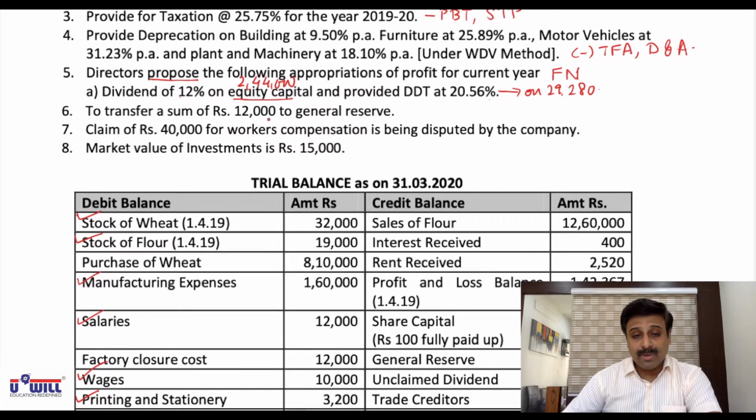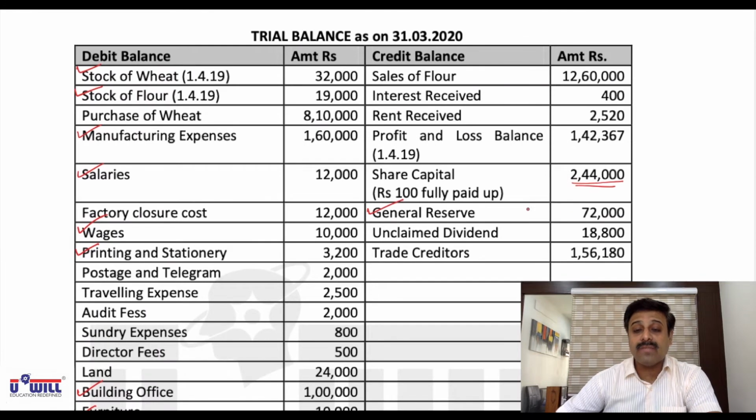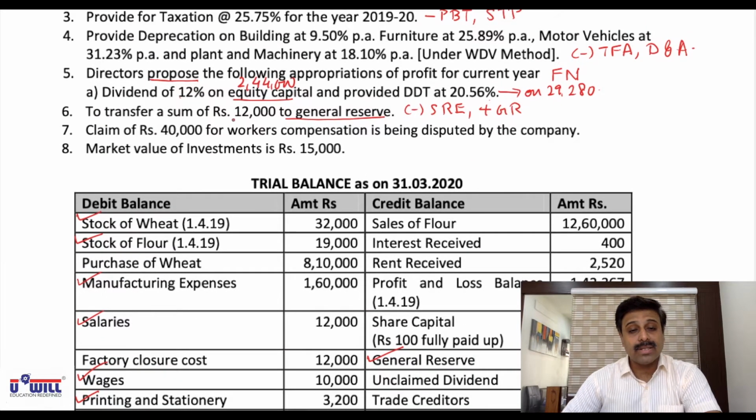Transfer a sum of 12,000 to general reserve. So one effect you will minus in statement of retained earnings. Okay, it is an appropriation. So appropriation you will minus in statement of retained earnings, and second effect add in general reserve under reserves and surplus. Put tick on general reserve, there we will add it in reserves and surplus.